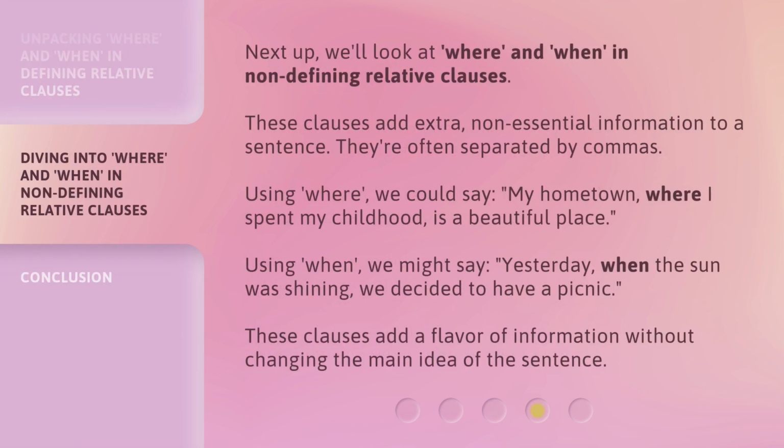Next up, we'll look at where and when in non-defining relative clauses. These clauses add extra, non-essential information to a sentence. They're often separated by commas. Using where, we could say, my hometown, where I spent my childhood, is a beautiful place. Using when, we might say, yesterday, when the sun was shining, we decided to have a picnic. These clauses add a flavor of information without changing the main idea of the sentence.